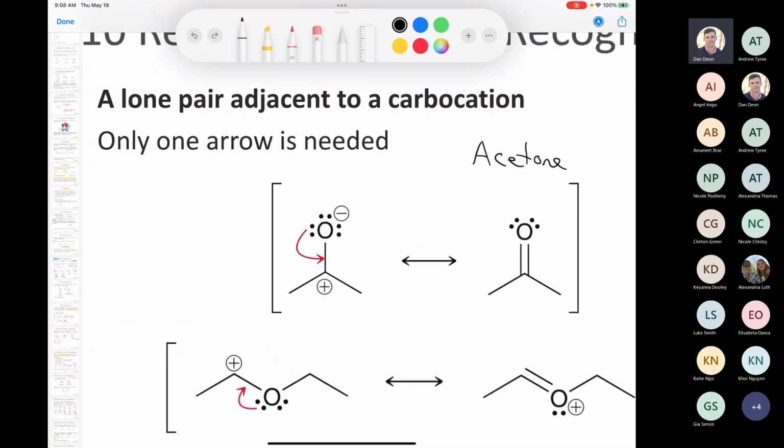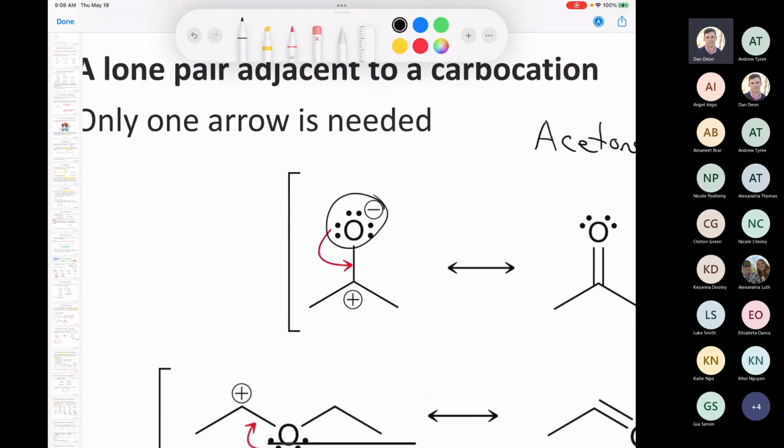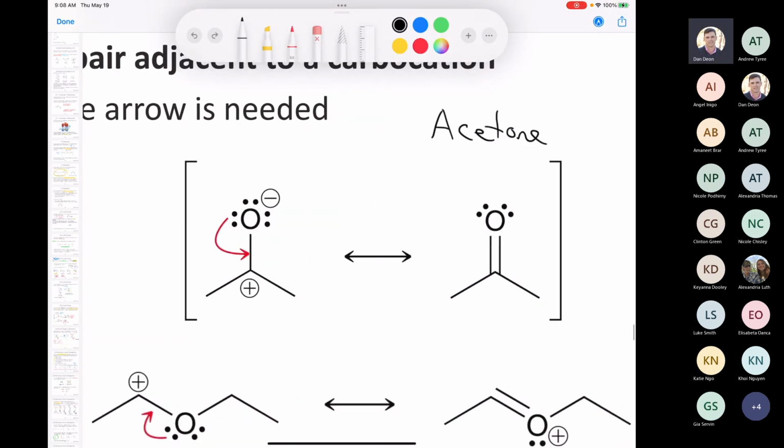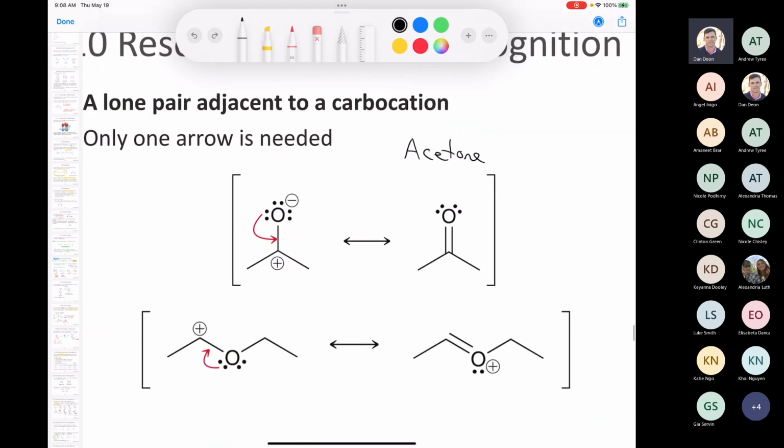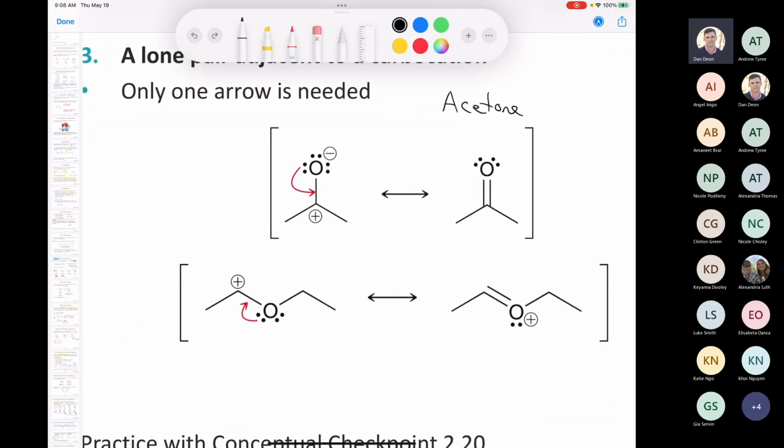But here we have a lone pair. We actually have 3 lone pairs here, but they're adjacent to a carbocation. And so you can take one of those lone pairs and you can fill in the empty p orbital. And here you end up with acetone, which has no charge. But here's another example down here where we have a carbocation and we have a pair of electrons here. And so you can take that pair of electrons and you can fill in that empty p orbital.